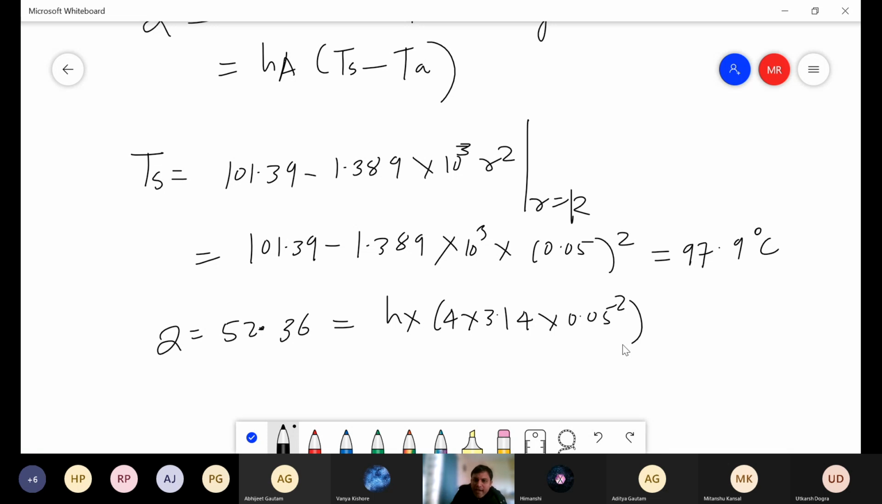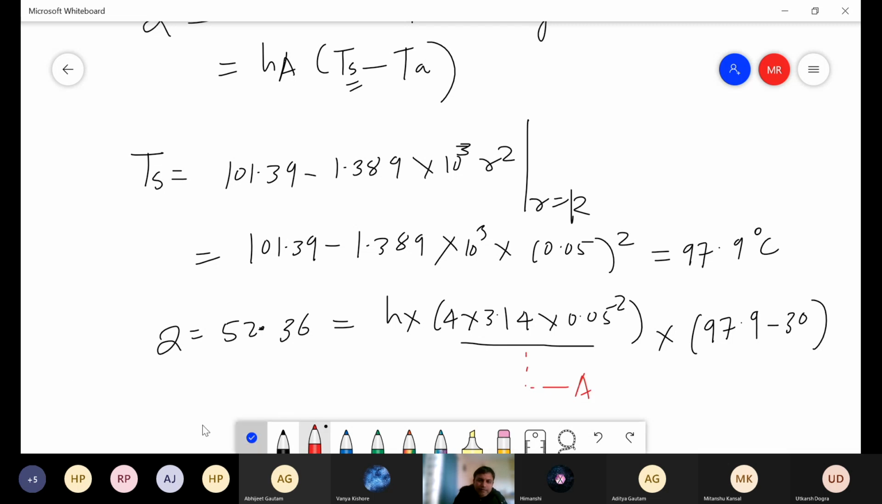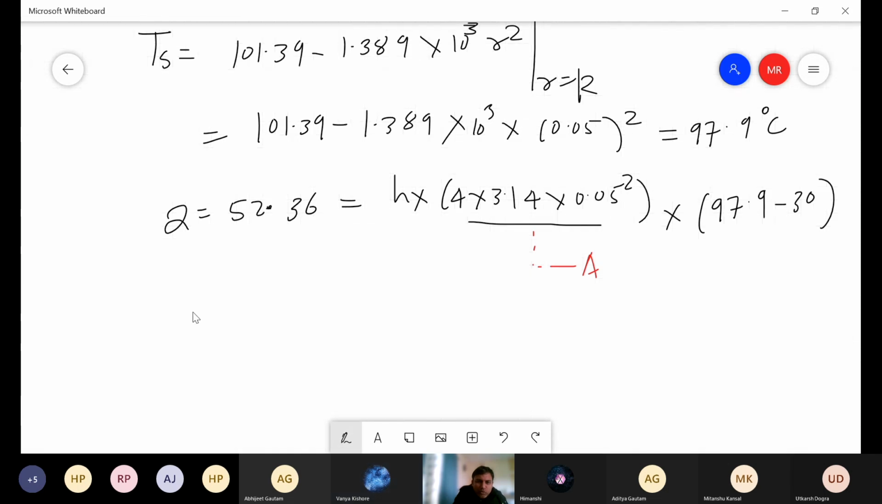So 0.05 square multiplied by, this is the area, isn't it? This entire thing is area multiplied by TS. TS we have already calculated, that is 97.9, minus the ambient temperature, which is already given in the problem as 30 degrees Celsius, isn't it? So we can calculate this. Okay, so let's not make it confusing. So this is nothing but area, isn't it? So we can calculate h.